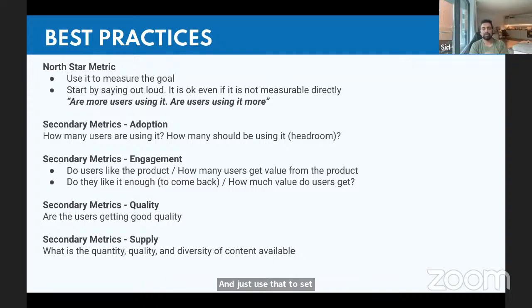So if I'm thinking of creating communities, one of the ways is that the more people there are on my platform, the more communities there could be. So maybe my North Star could be just having active users or total number of users on the platform, right?